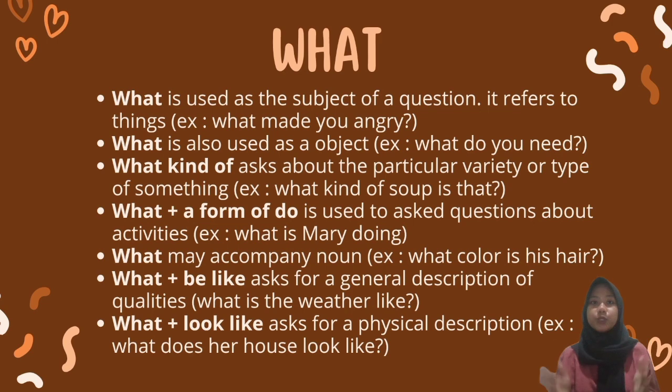Then I will explain the use of WH questions one by one, starting with what. First, what is used as the subject of a question and it refers to things. Example, what made you angry? The answer, his rudeness. His rudeness is a subject that refers to a thing. Next, what is used as an object. Example, what do you need? The answer will be an object like I need a pencil, I need a book. Next, what kind of asks about the particular variety or type of something.